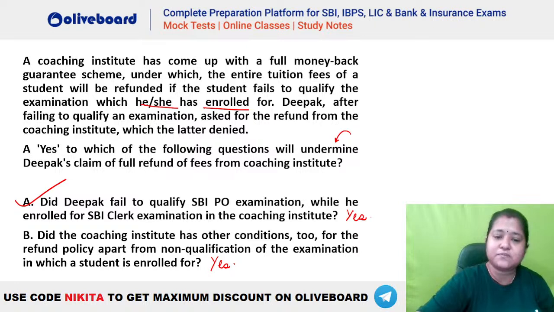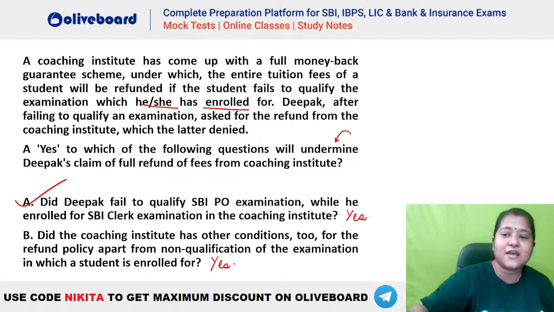You can see option B, even if you say yes, we do not have definite data on whether he was able to follow those conditions or not. So maybe there was another condition which he was fulfilling, isn't it? So it does not matter whether there are other conditions or not, unless and until we know that Deepak has not fulfilled that particular criteria, we cannot undermine his claim here. So in option number B, we do not have that particular information here. That is why the answer to this question should be only one.